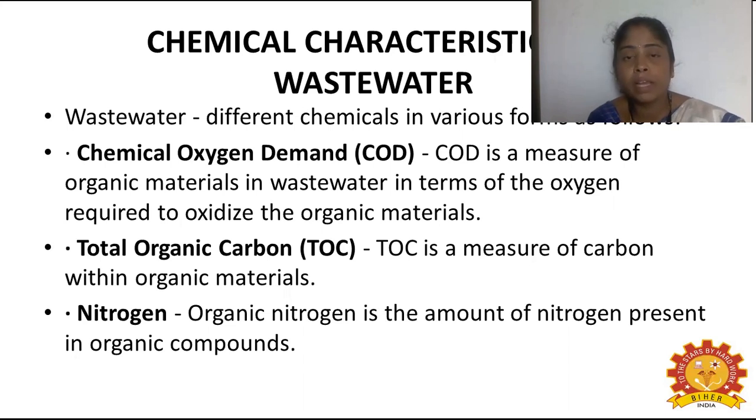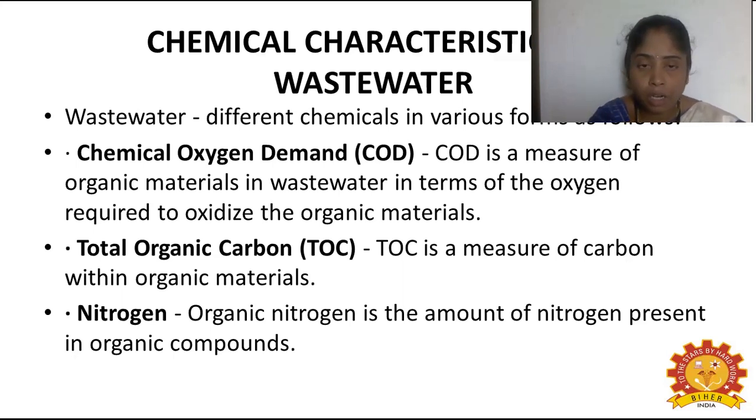So when we talk about the chemical characteristics, the first one is COD, which is defined as a measure of the organic materials in wastewater in terms of the oxygen required to oxidize the organic material. Then TOC is the total organic carbon, the measure of carbon within the organic material. Then the nitrogen is the amount of nitrogen present in the organic compounds.